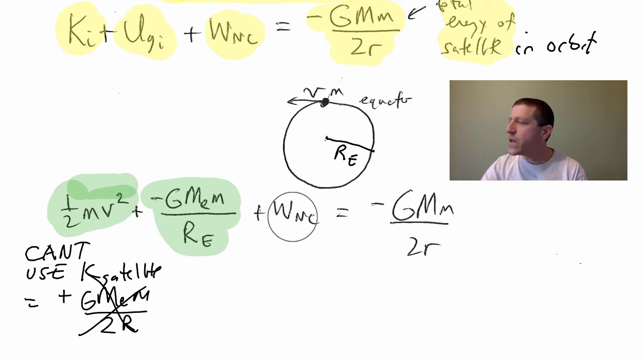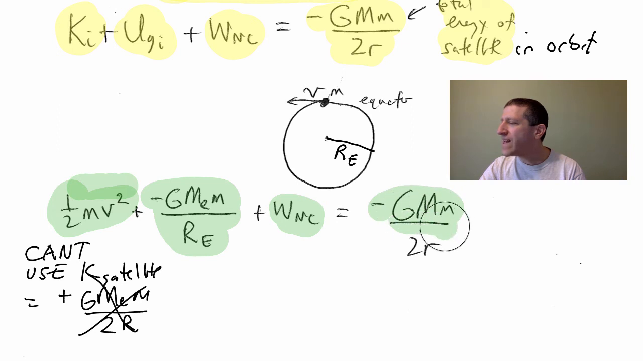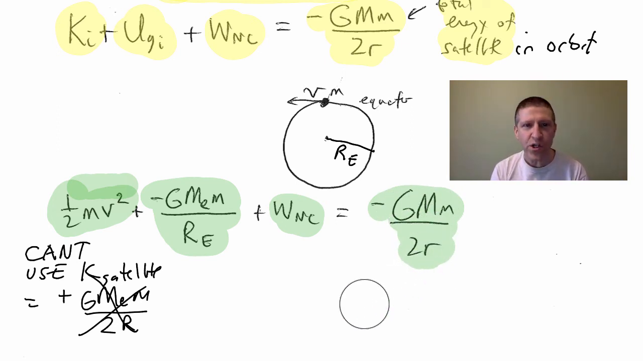And then this is how much work we have to do. That'll tell us how much fuel we have to add to our rocket to get it up there. And this is the total energy once it is in orbit. So all we need to do is solve this for work non-conservative, and we are there. We figured out how much energy we have to add.